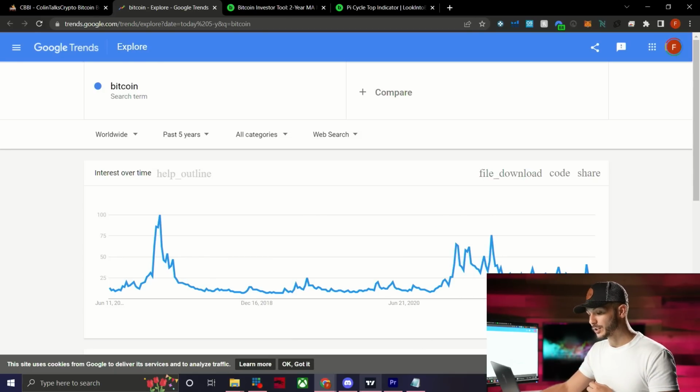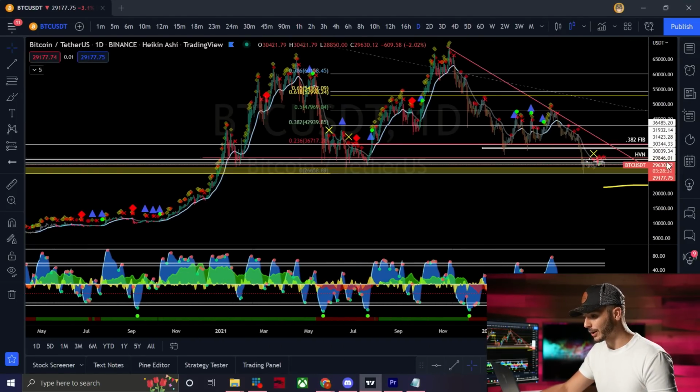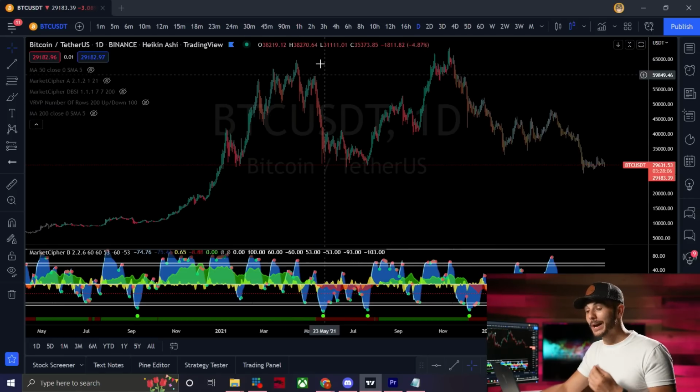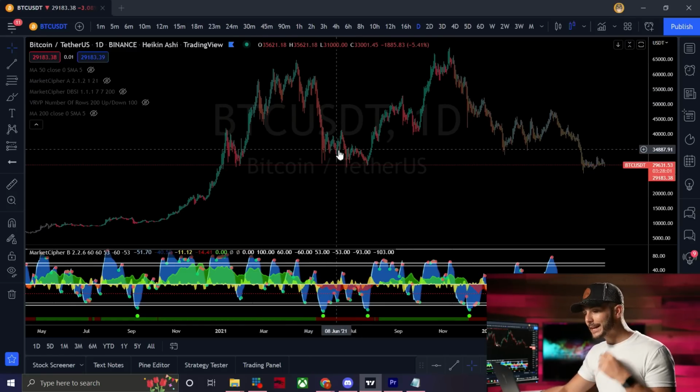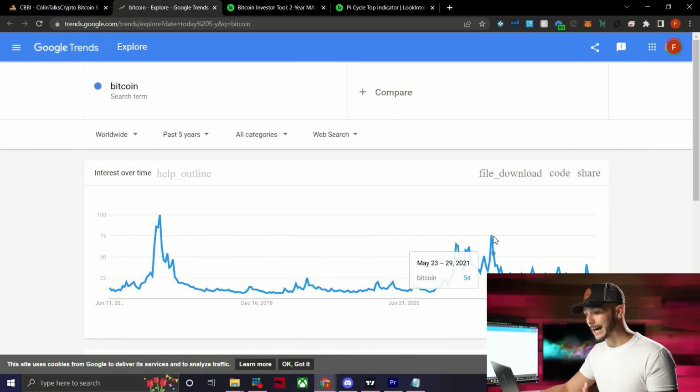May 16th, 2021. If we come to May 16th, 2021 on our chart, you will know that May of 2021 was right before we saw our first massive dump. So very, very interesting that Google Trends is able to call the tops like that.